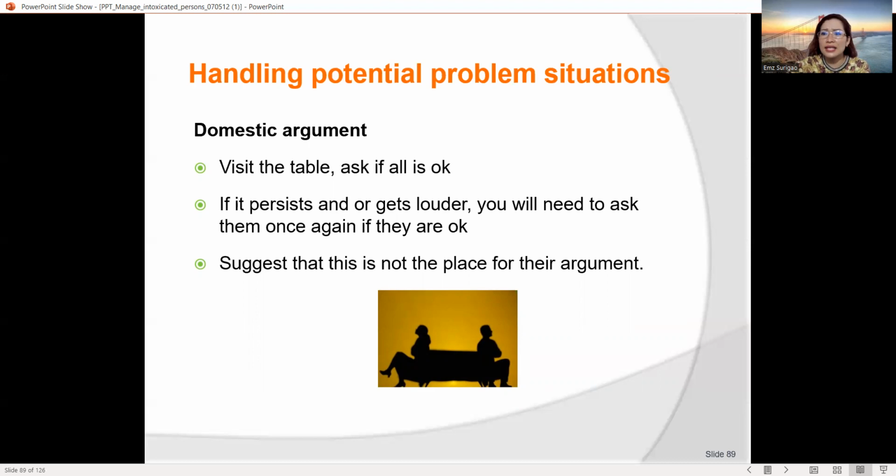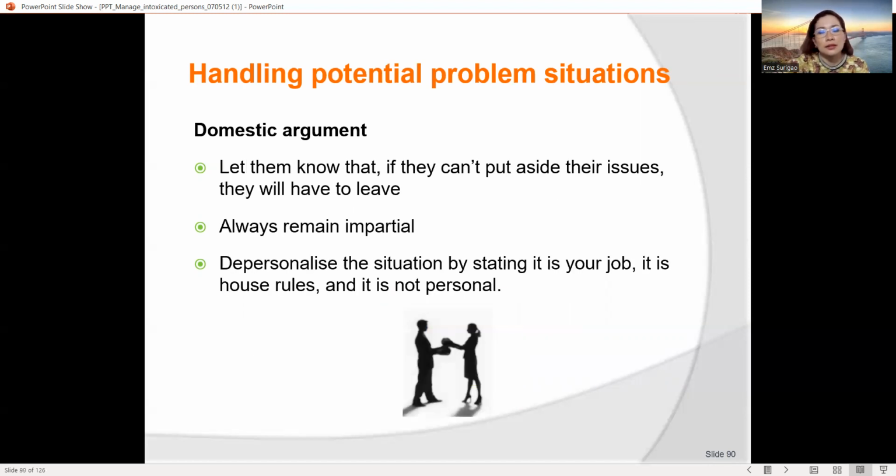So try to tell them politely, with courteousness and with respect. Let them know that if they can't put aside their issues, they will have to leave. Always remain impartial. Depersonalize the situation by stating it is your job. It is house rules and it's not personal.